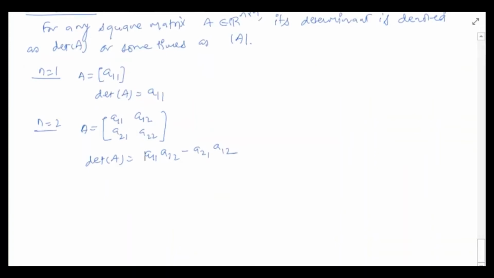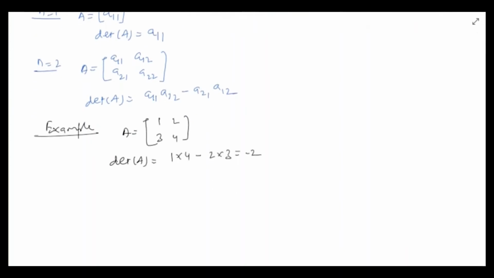Let's see an example. Suppose A is 1, 2, 3, 4. Then the determinant of A will be 1 times 4 minus 2 times 3, which will be minus 2.